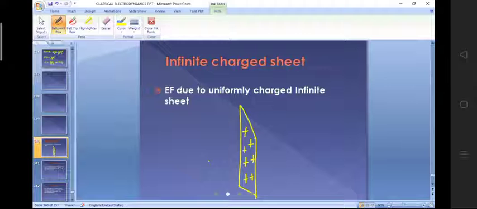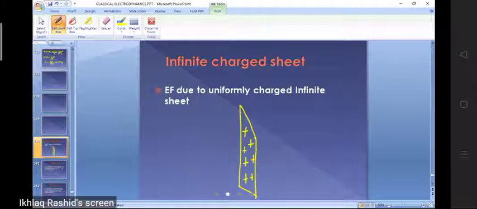First of all, step one is to identify the symmetry. It has a plane symmetry. What do we mean by plane symmetry? Let's imagine a hypothetical plane which is parallel to this sheet. There are infinitely many points on that plane, and the electrostatic field at every point of that plane will be the same. So we say that the electrostatic field due to this sheet has a plane symmetry.